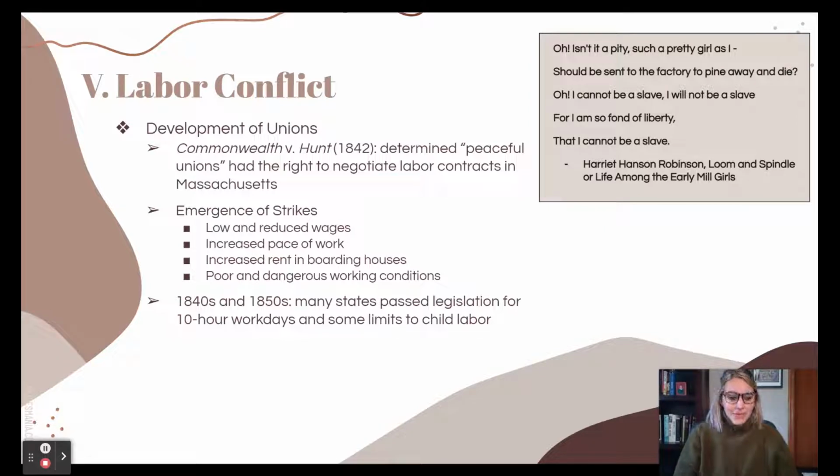So one famous strike that happens in this time period is in the Lowell mills in the 1830s. And here's a quote that the mill girls sang as they were on strike.